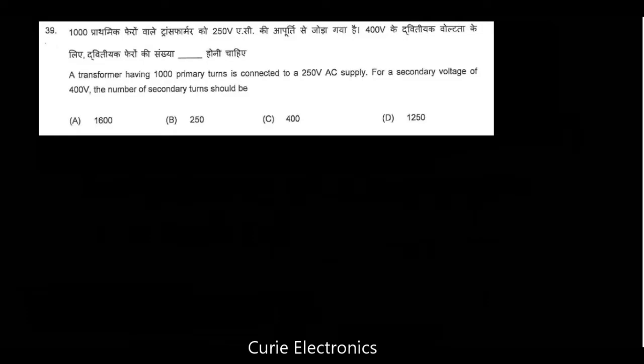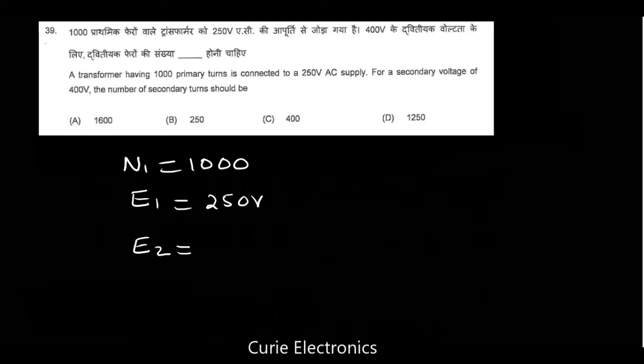A transformer having 1000 primary turns, so N1 equals 1000, connected to a 250 volt AC, so E1 equals 250 volt. For a secondary voltage of, that is E2, E2 equals 400 volt. Now what is the question? N2 we have to find out, the secondary turns.